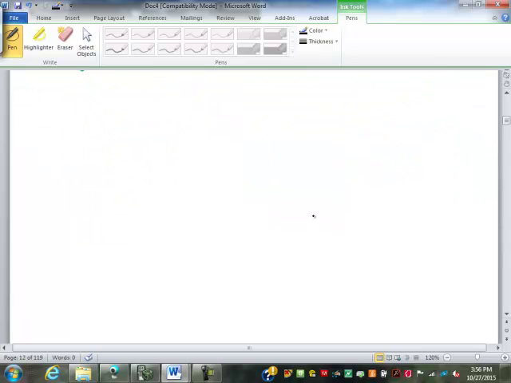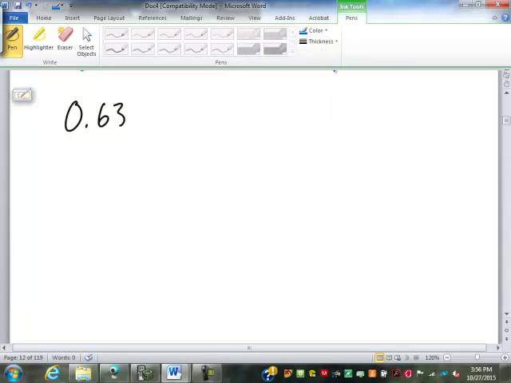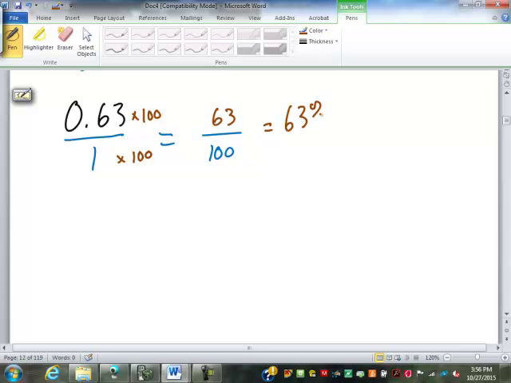If I want to go the other direction, if I have a decimal like 0.63 and I want to turn it back into a percent, a decimal is always out of 1. It's 0.63 over 1. A percent is always out of 100. Very good. So to turn the 1 into 100, it was times 100. To turn 0.63, I'd also have to multiply by 100 to give me 63. So that's telling me that it is 63 out of 100, or 63%.